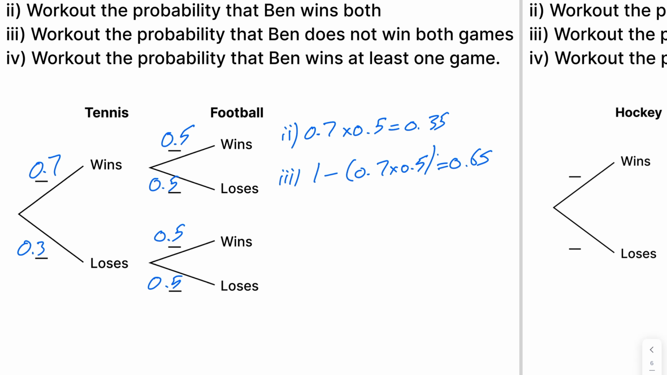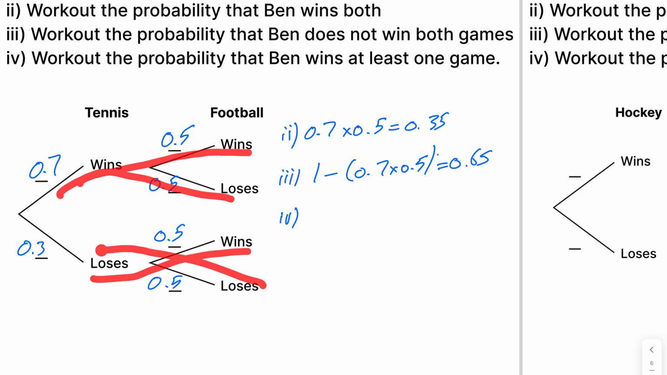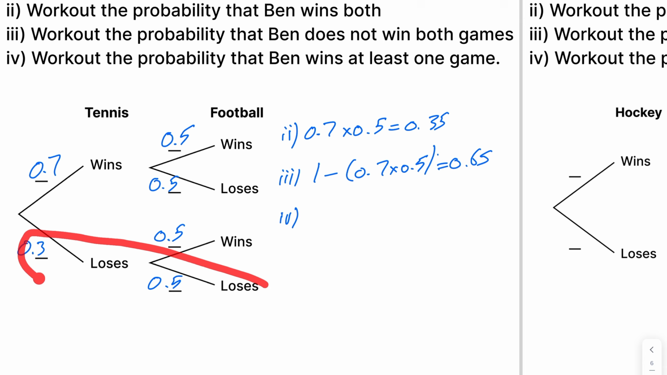Okay? So moving on. Work out the probability that Ben wins at least one game. Now, at least one game is important. What that word means is that he wins one and loses one, or he wins both, or he loses one and wins one. Now, you can find these three and then add them together, or the quicker way is what doesn't happen. The only branch here that doesn't happen is this branch right here at the bottom. So this branch is the only thing that doesn't happen. So what we take is we take what doesn't happen and subtract it from 1. This is the quicker way of doing this. So that would be 1 take away 0.15, which gives you 0.85.